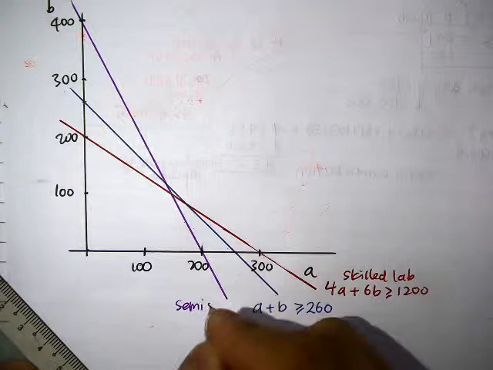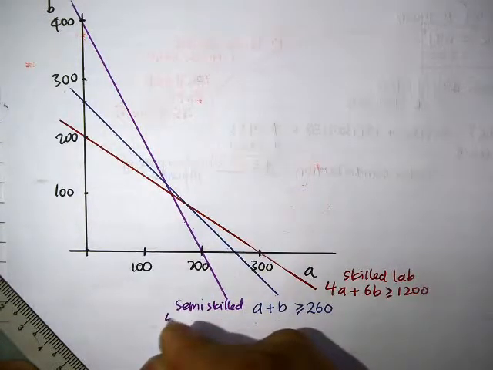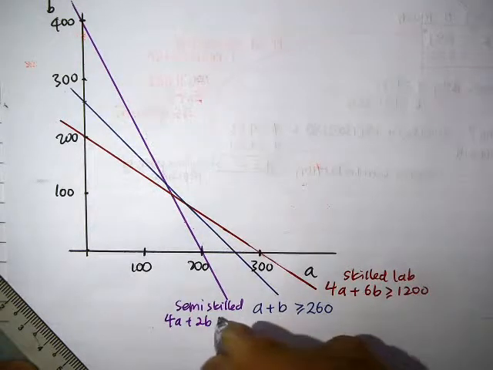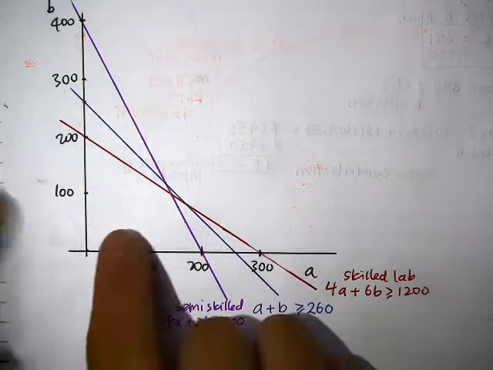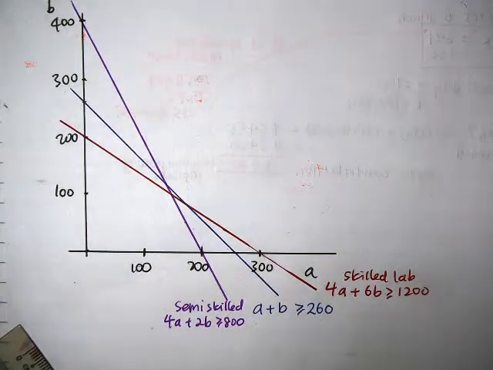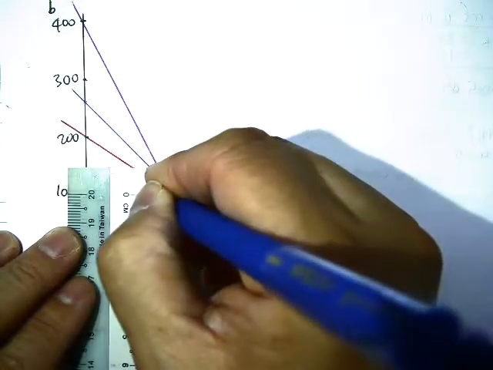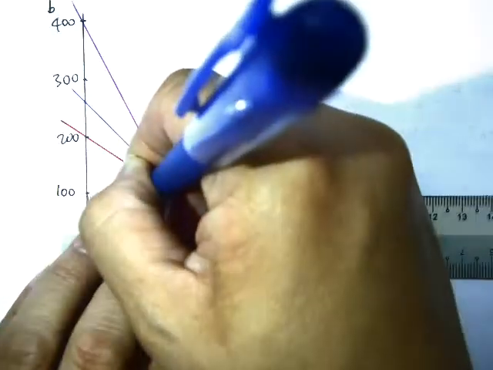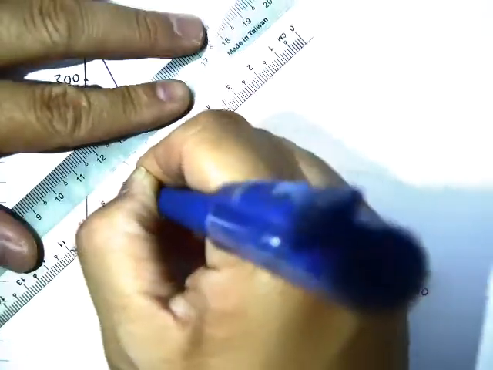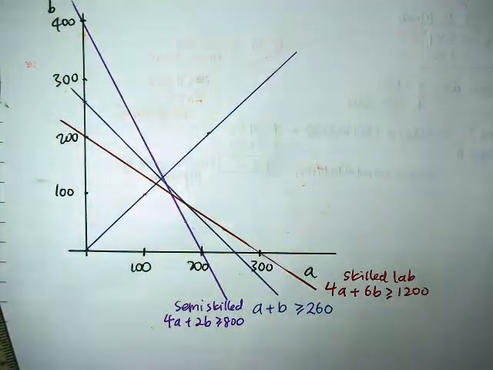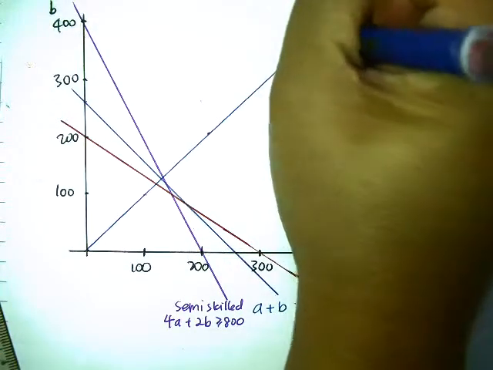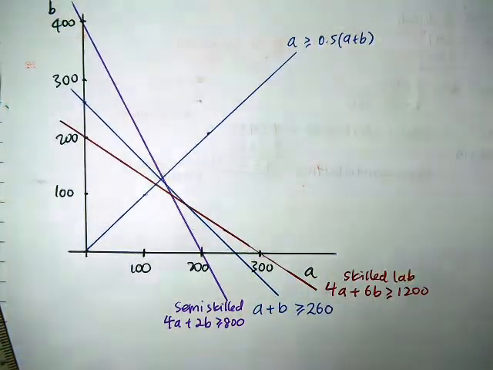And then 400, 200. This is semi-skilled. 4A plus 2B, 800. Then just now we say A 100, B 100. A must be at least half of A plus B.